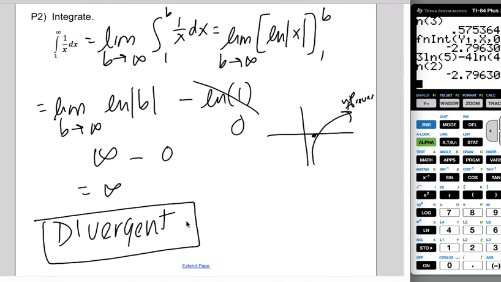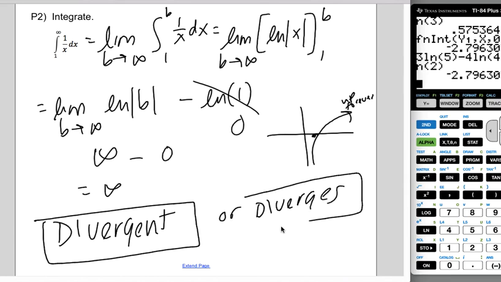You can either say divergent or you could say diverges. All that means is it has an infinite value, not a finite value. So your answer isn't actually infinity. Now occasionally on an AP test, they'll give infinity as a choice instead of the word divergent or diverges, but realistically, most of the time you'll be given the word, not the infinity symbol.